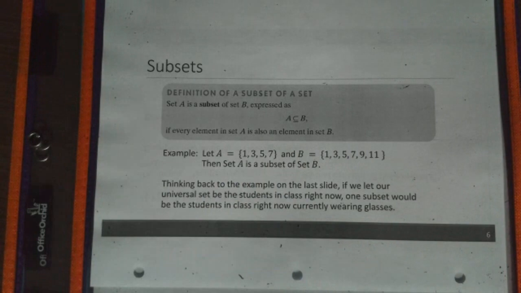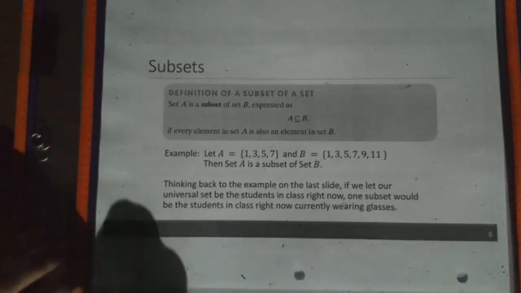Thinking back to the example on the last slide, we had our universal set as all the students in this class right now. One subset we could take from that would be the students in this class right now currently wearing glasses. So from that group of students in class, we're taking only those wearing glasses. Now the students in class wearing glasses are clearly part of the students in this class. So that's this idea of subset, taking part of the whole.